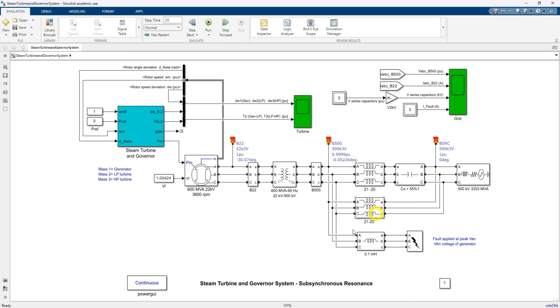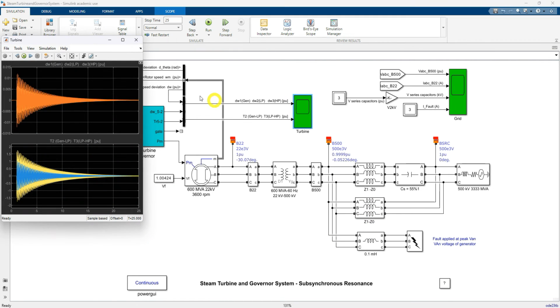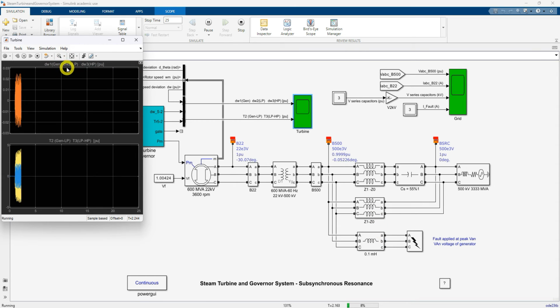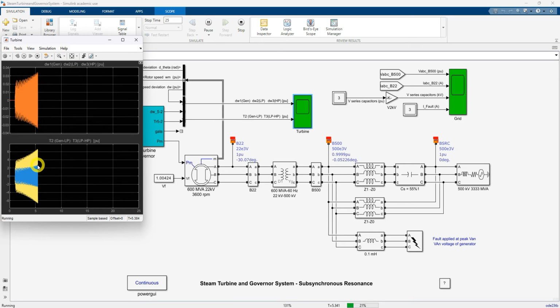Here we are creating that fault, so we will check how the system behaves. Let's simulate this model. At the time of 1 second we are creating the fault in the system. After 1 cycle, we remove that fault, and then we check the response. That means we are checking the generator speed, the turbine speed, the low pressure turbine and high pressure turbine speed deviation, and also the torque transmitted to the network.